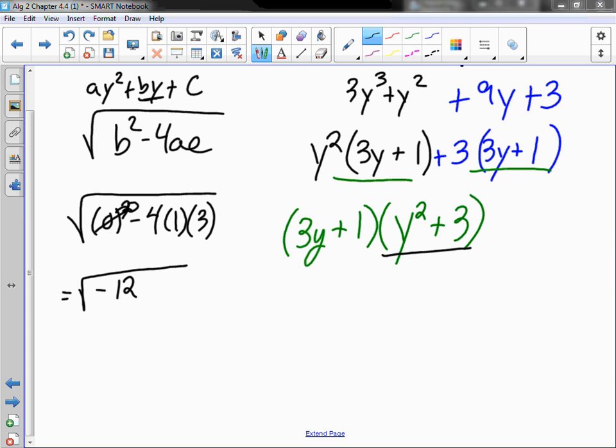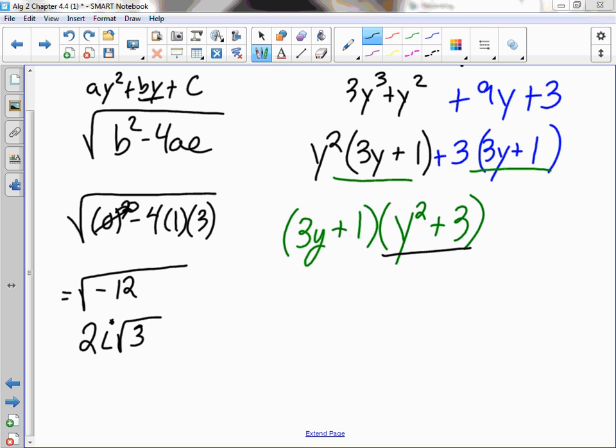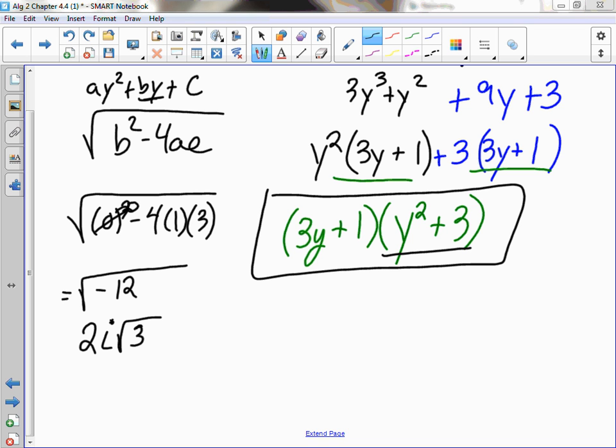No. Because the square root of negative 12, well, the negative would come out as i. And the square root of 12 is 2 square root of 3. Is that a real number or even a rational number? No. So is y squared plus 3 factorable? No. That's why I wanted to show you this one. This one here, we stop at this point. It is factored completely.